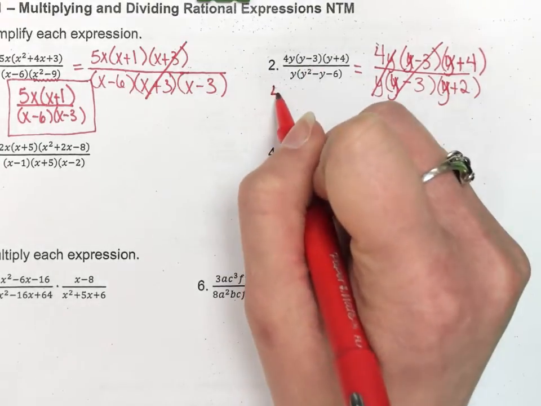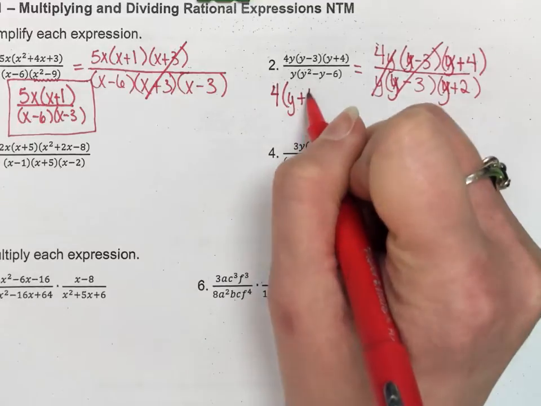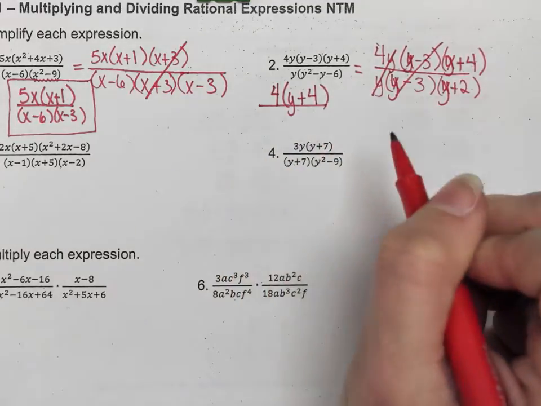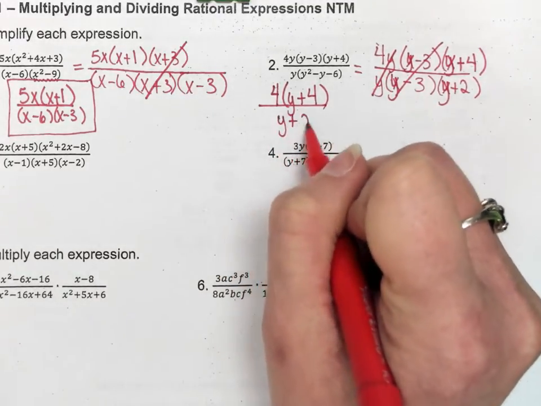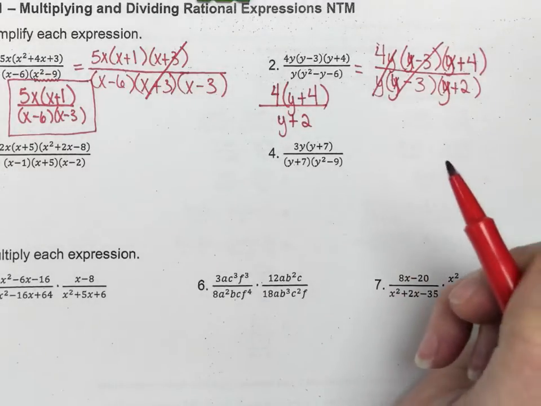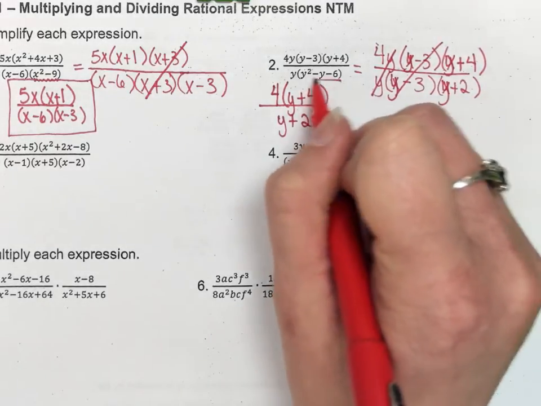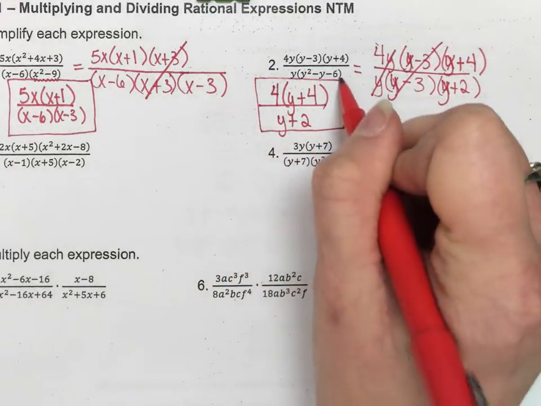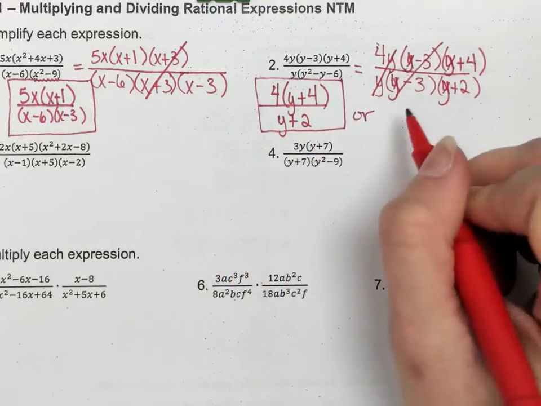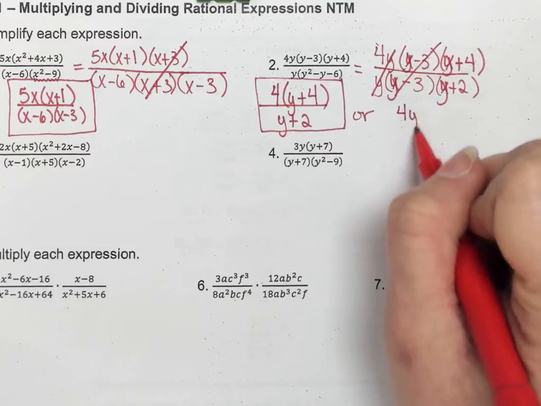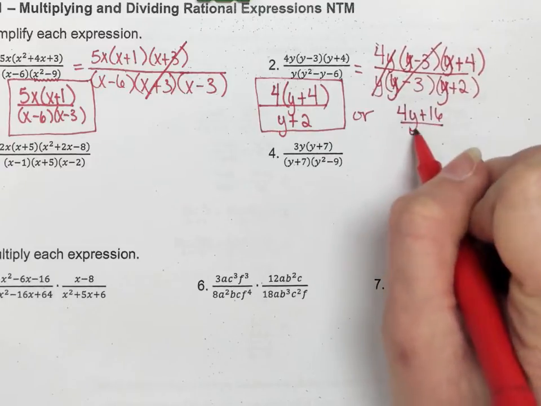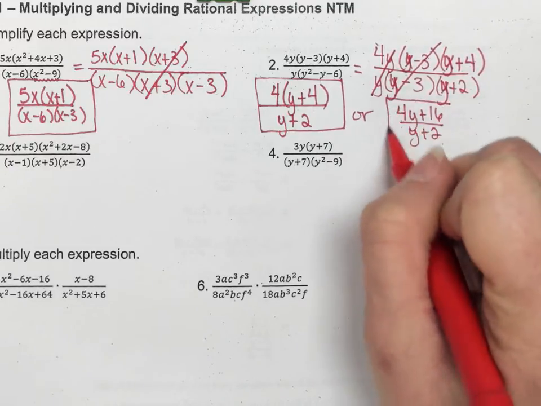So we have 4, and then y plus 4. And on the bottom, we only have y plus 2 left. And if we wanted to, we don't have to. So let's do this. We could say this is my answer. Or, what else could be my answer? 4y plus 16 over y plus 2. Very good.